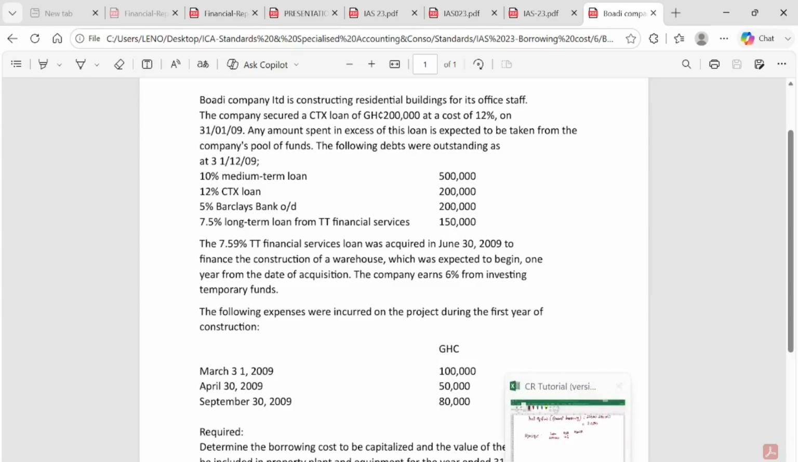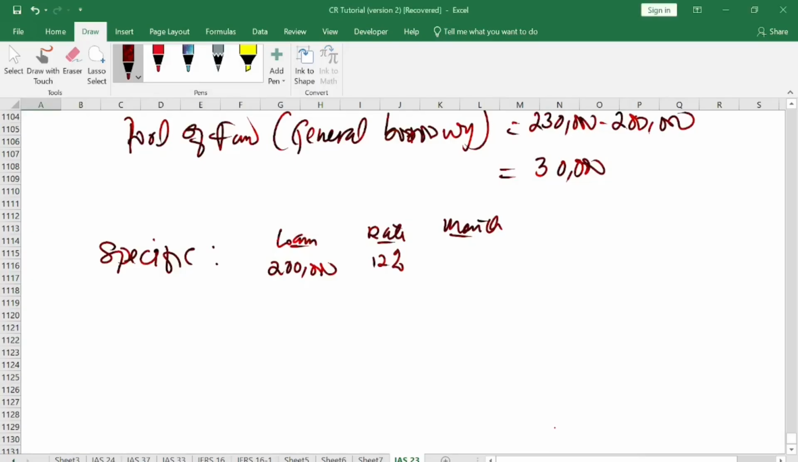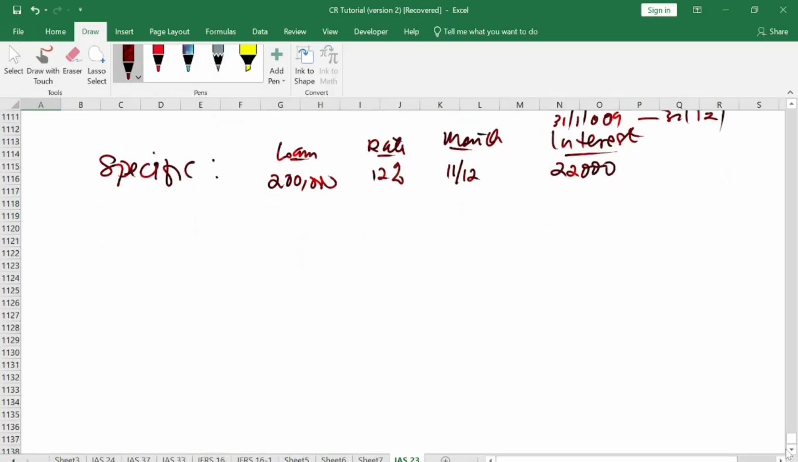That means how many months? 11 months. The loan was taken on 31st January 2009, so we've done 1 month for the year, and this one goes to 31st December. So 11 months. You multiply 11 by 12%. What is the specific interest on the loan? The specific interest is 22,000.